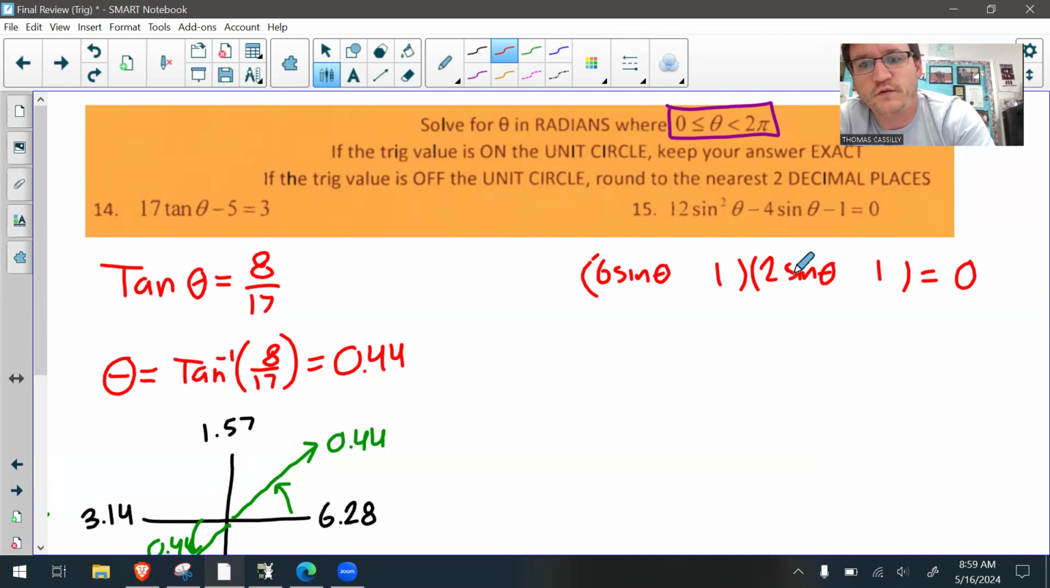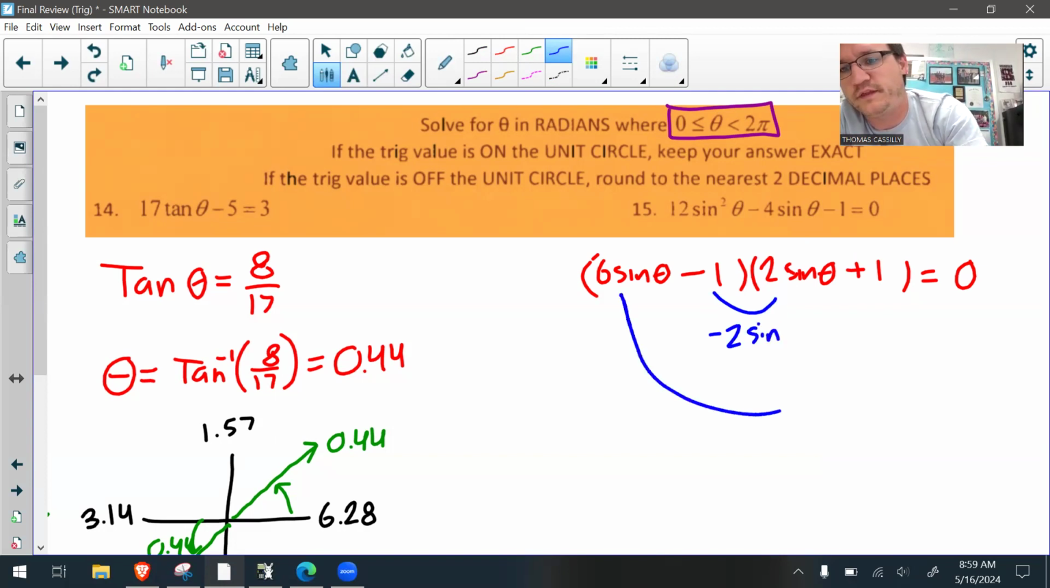I'm going to make one of these a positive, and I'm going to make one of these a negative. So we have to think about our factoring here. If we multiply these two together, that's -2 sine, and if we multiply the outside ones together, that's a +6 sine.